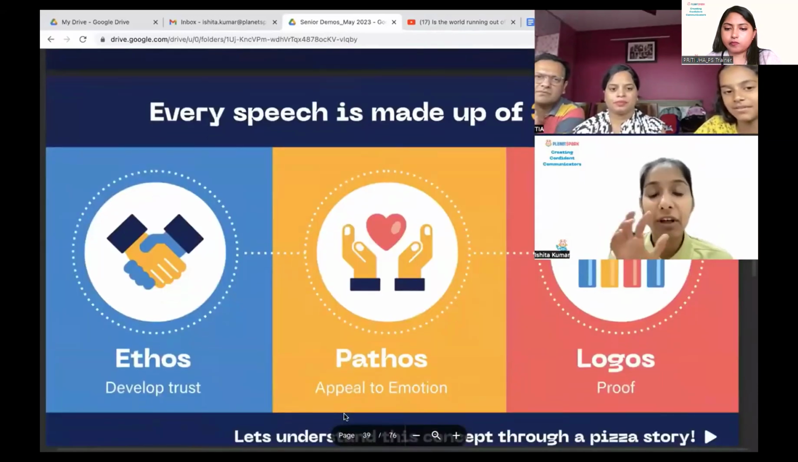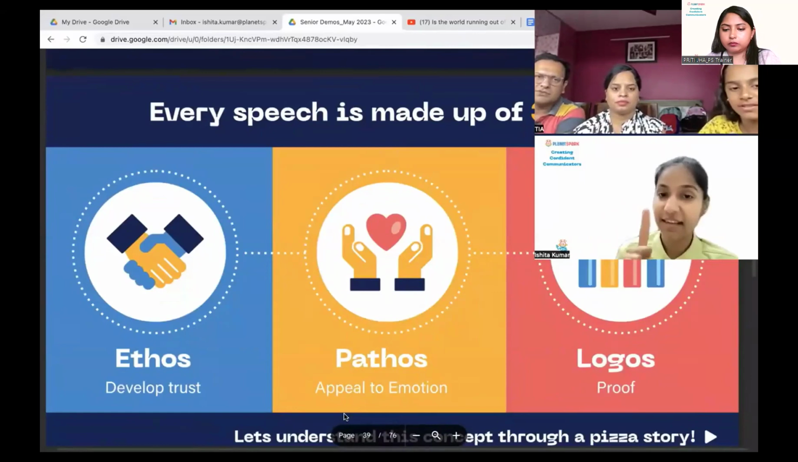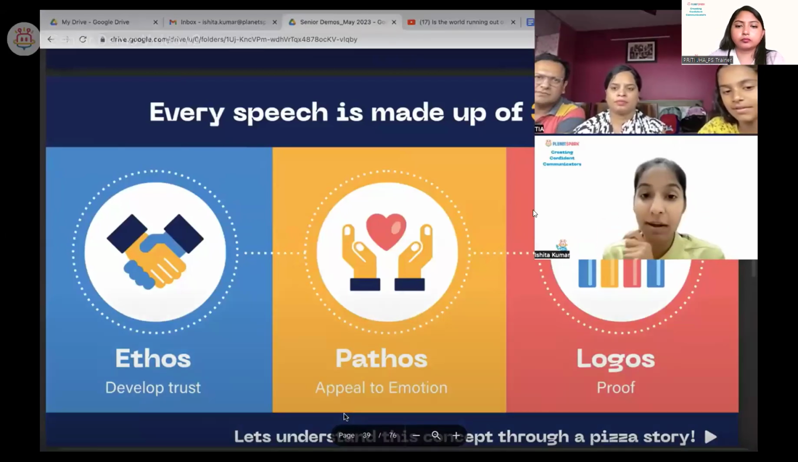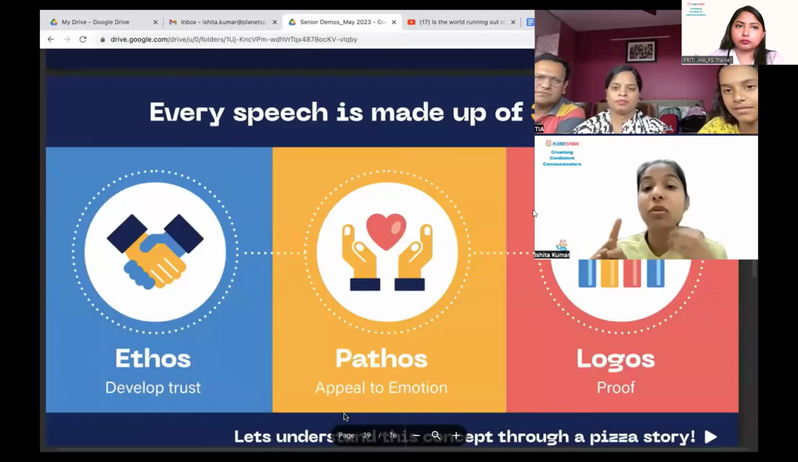Yeah? And for that, I would want you to remember these 3 words. Very important. The first one is, can you read it out? Ethos, develop trust. Yes. So ethos means developing trust. What your father also mentioned, that if you could have told about something unique about that pizza place, then it would have been helpful. So something to develop trust.